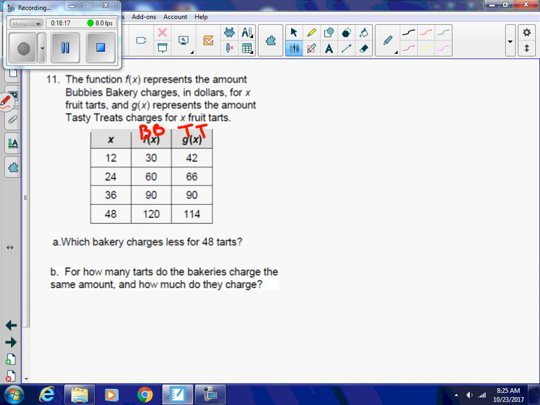Which bakery charges less for 48 tarts? Well, x is our fruit tarts, so find where x is 48 and figure out which one charges less. Well, obviously this is less than 120, so our answer is just Tasty Tarts.